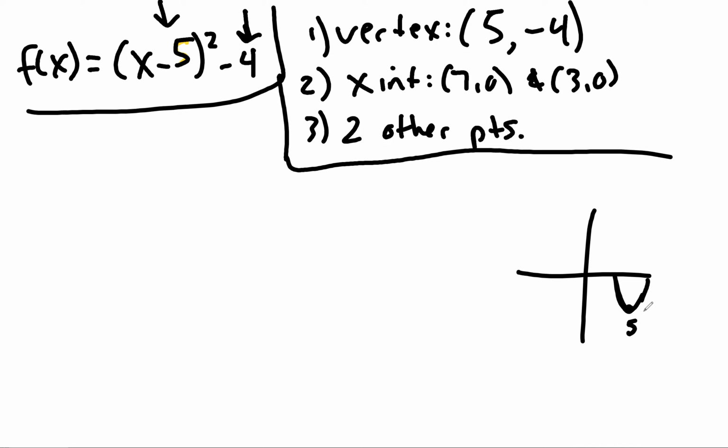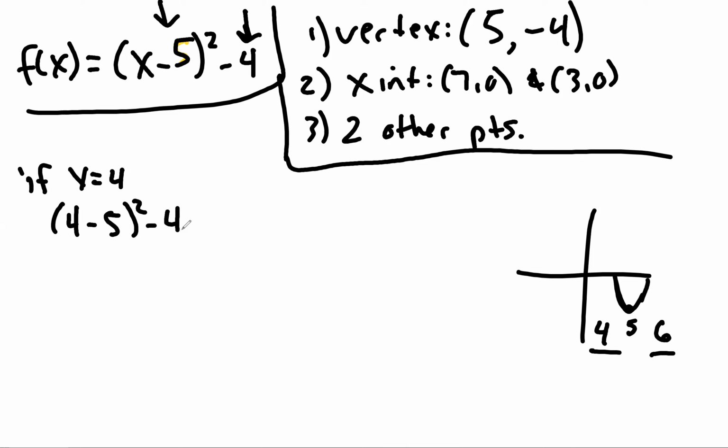If I want to find two other points, it makes a lot of sense for me to choose something really close to 5. So what if I choose the number 4 and the number 6? Because 4 and 6 are the two closest numbers to 5. And so in order for me to choose my other points, what if I let x equal 4? I'm going to bring my function down, put 4 in for x, and evaluate this. 4 minus 5 is negative 1, and negative 1 squared is just positive 1, and 1 minus 4 is negative 3. So if I let x equal 4, my y value is negative 3.